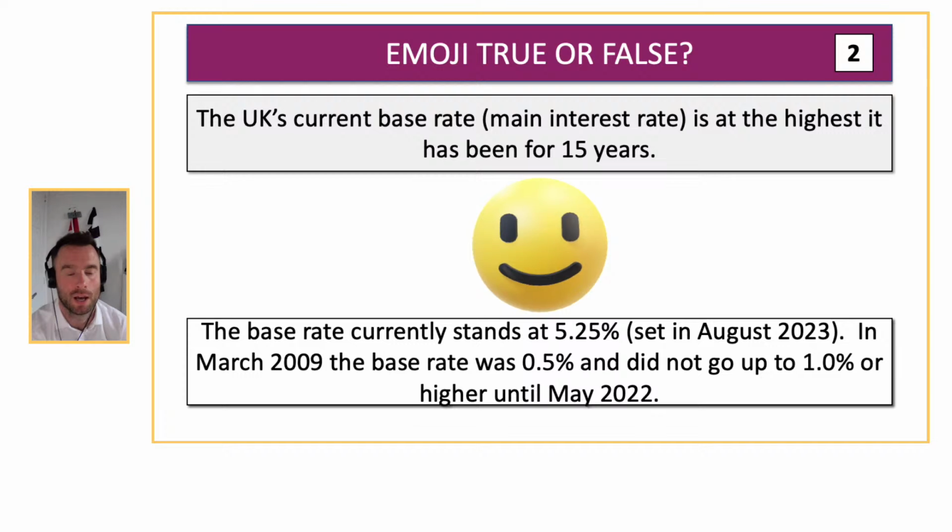I think this is around about this same interest rate when I was sitting my A levels. I know we were on a GCSE call back in, I won't tell you the year. In March 2009, the base rate was at 0.5%, and it didn't go up until 1% or higher until May 2022.